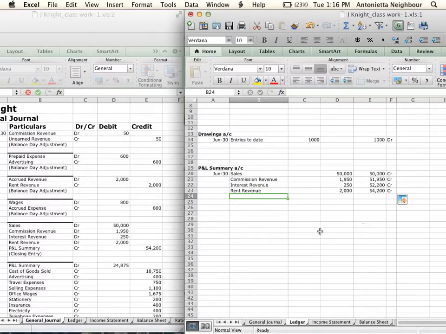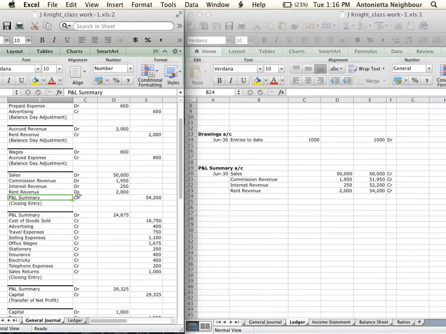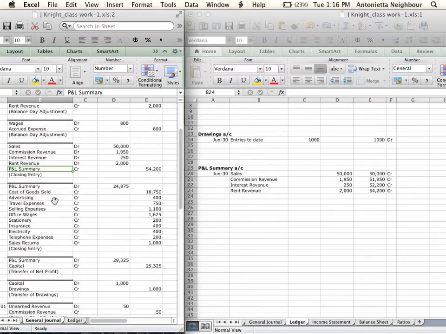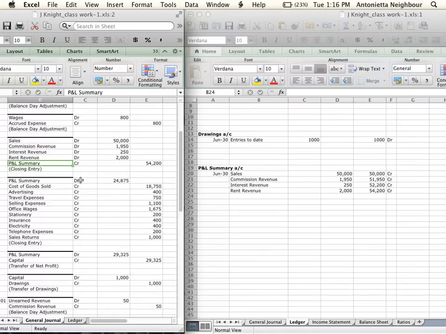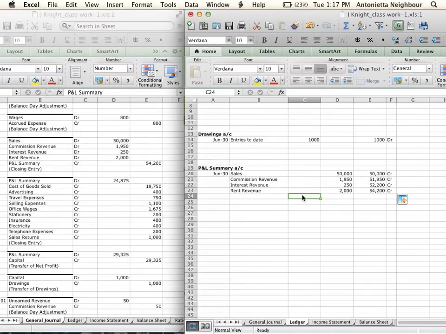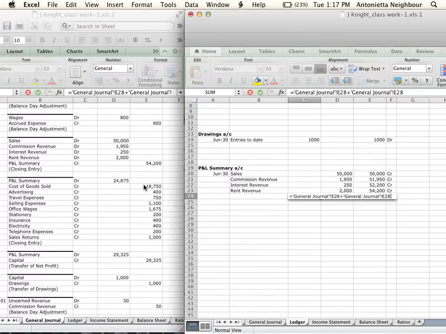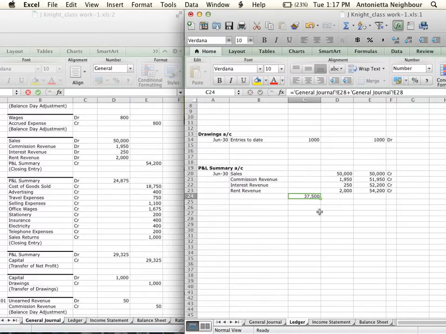Okay, so I'll give you time to catch up with that. And most of you have done that, which is excellent. Now we need to continue scanning down the general journal. So we've just put in the P&L summary there. So let's keep going. And here's the next entry, and it says P&L summary debit 24,875. Okay, so in the debit column, let's bring in the first individual amount that comprises that 24,875. And it's 18,750. So let's bring in that amount and copy down using a formula.